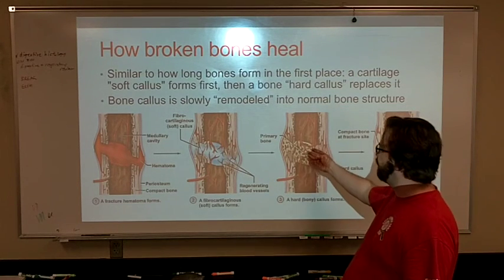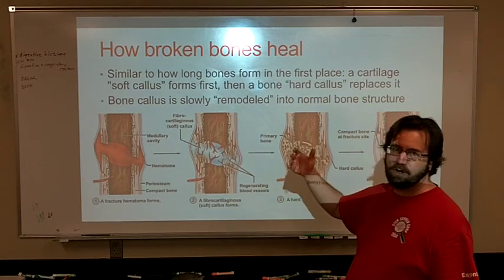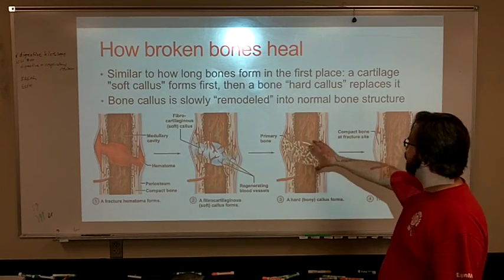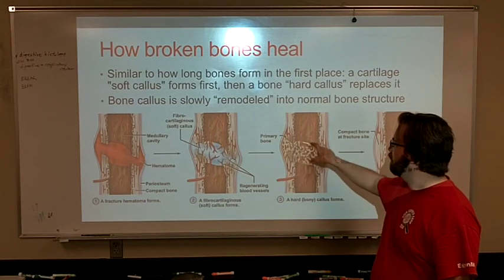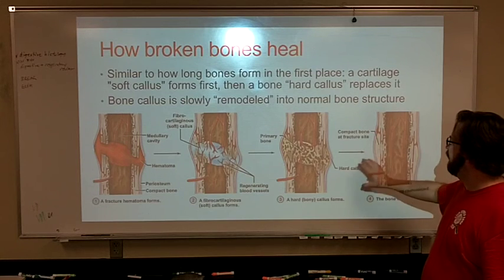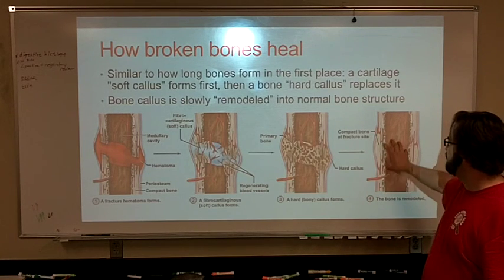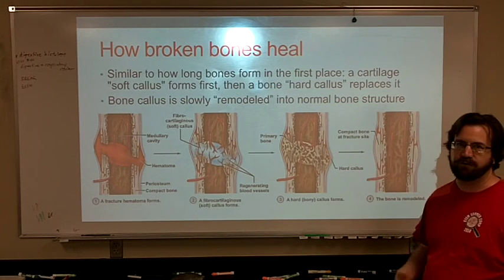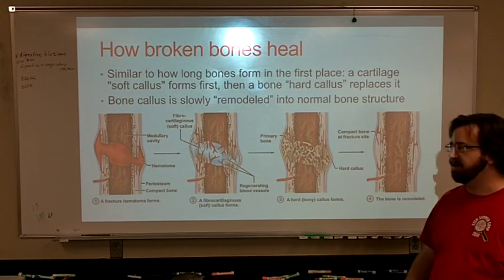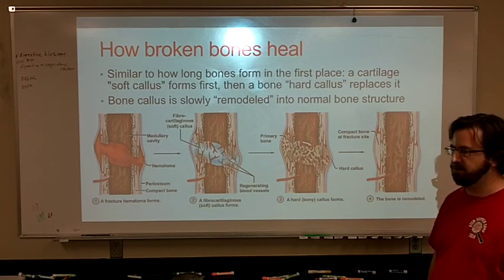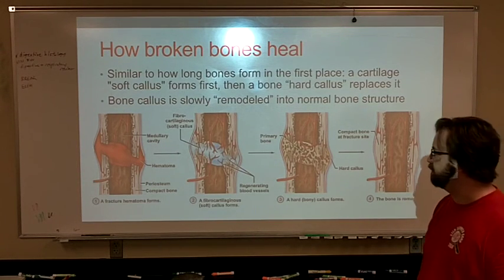Once the bone callus is in place, then we call back the remodeling that we just talked about, and the bone callus is slowly hollowed out where it's not getting stressed and strengthened where it is getting stressed, and eventually takes on a shape very close to what the original bone looked like once the patient starts putting stress on that bone again and using it the way it's supposed to be used.